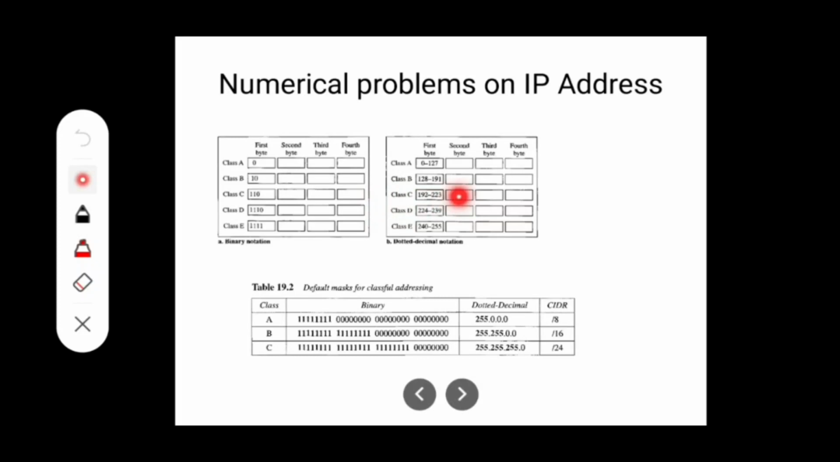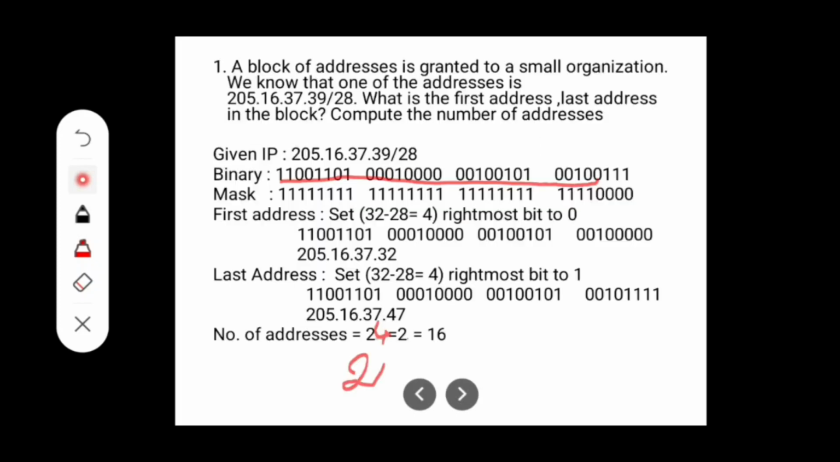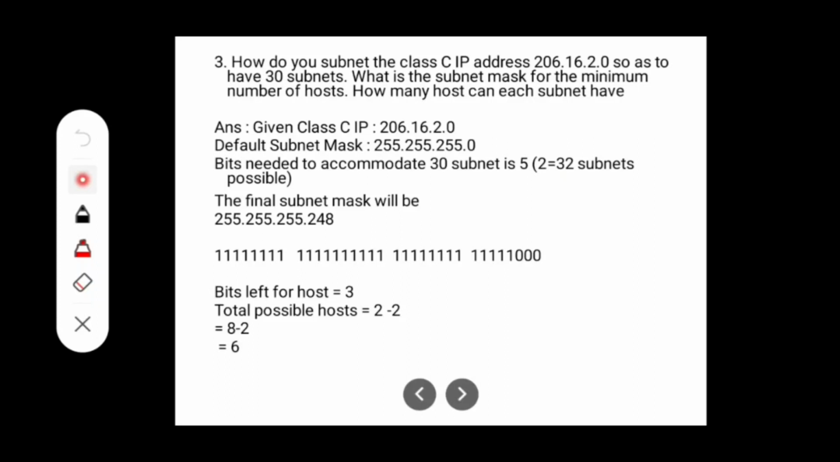206 will be occurring in class C. Okay, so this is a class C address. Clear? If it is class C addressing, the default subnet mask will be 255.255.255.0. So we can easily find that the last byte represents the host ID, and the first 3 bytes will be representing the network ID. Clear? Now that is over.